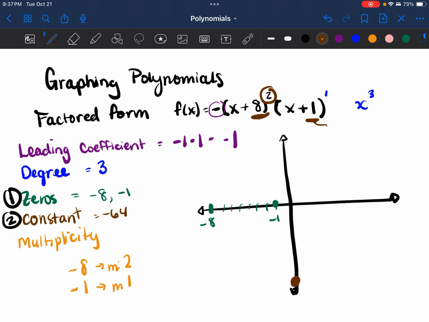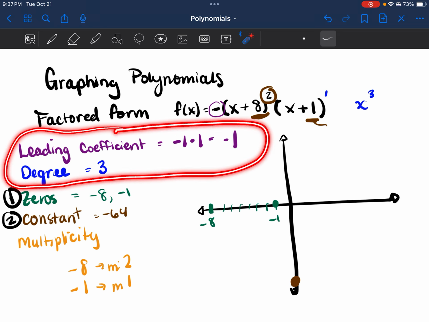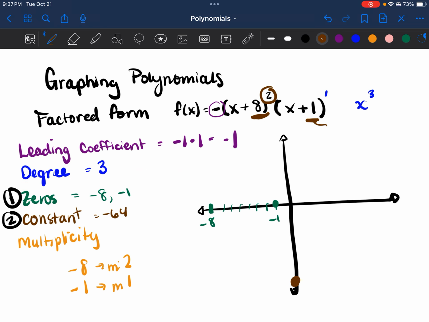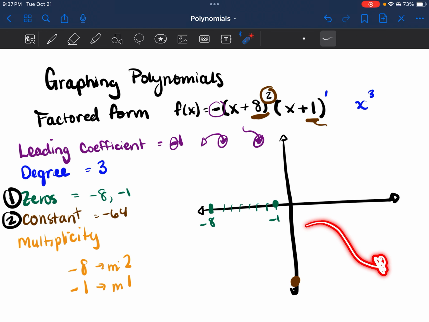Now I want to start to think about the end behavior of this graph. And the end behavior comes from the leading coefficient and the degree together. So for the leading coefficient, I know that it is -1. And when the leading coefficient is negative, it tells me that my graph is going to end in the negative direction. So as x is increasing, y is decreasing. So I know it is going to end down here somewhere.